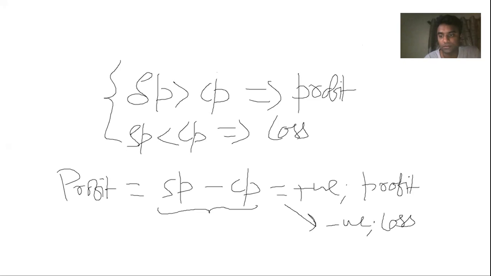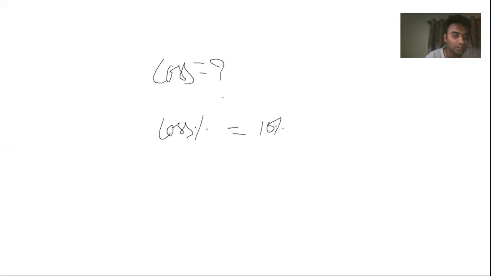So we'll see that here in the whiteboard itself. Loss is what? Loss is not given to us, correct? Loss percentage is what? 10 percent, right? And we are asked to find what? We are asked to find the selling price of the fan, correct?